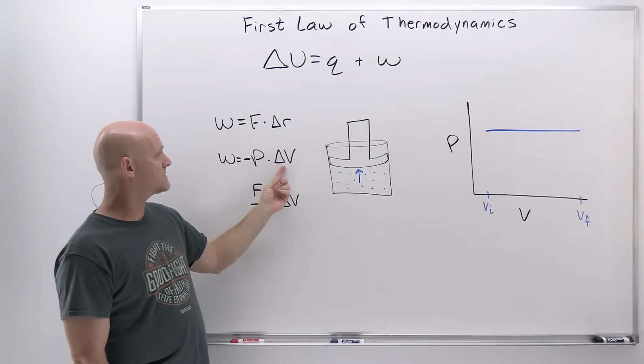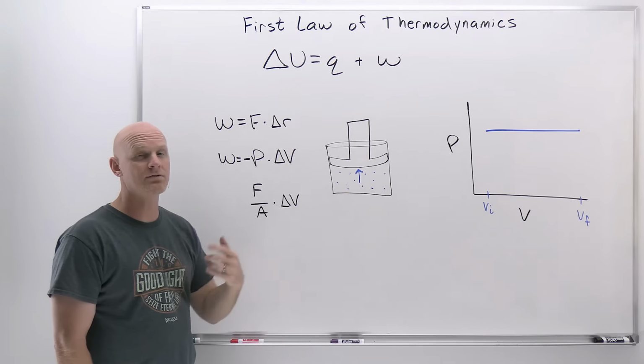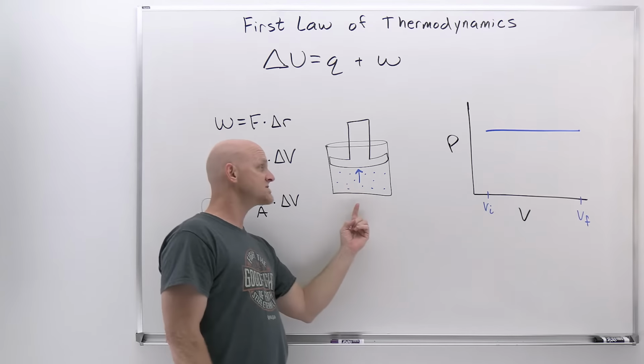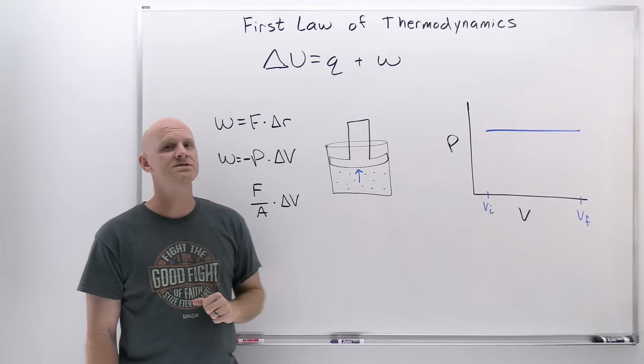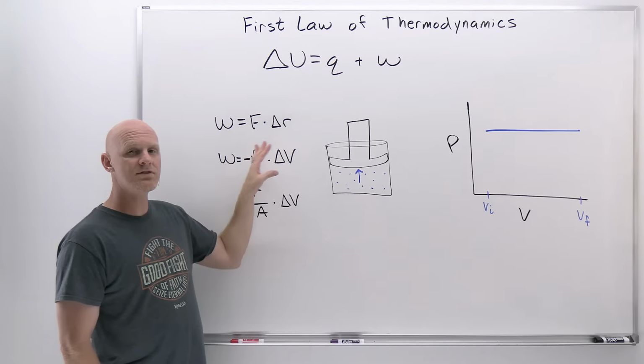So in this case, if delta V is positive, then by the time you factor this negative sign in, that's when work's going to come out negative. And just as we said, when a system does work, the system loses internal energy and your work should come out to be a negative number. And so the sign makes sure that takes place.